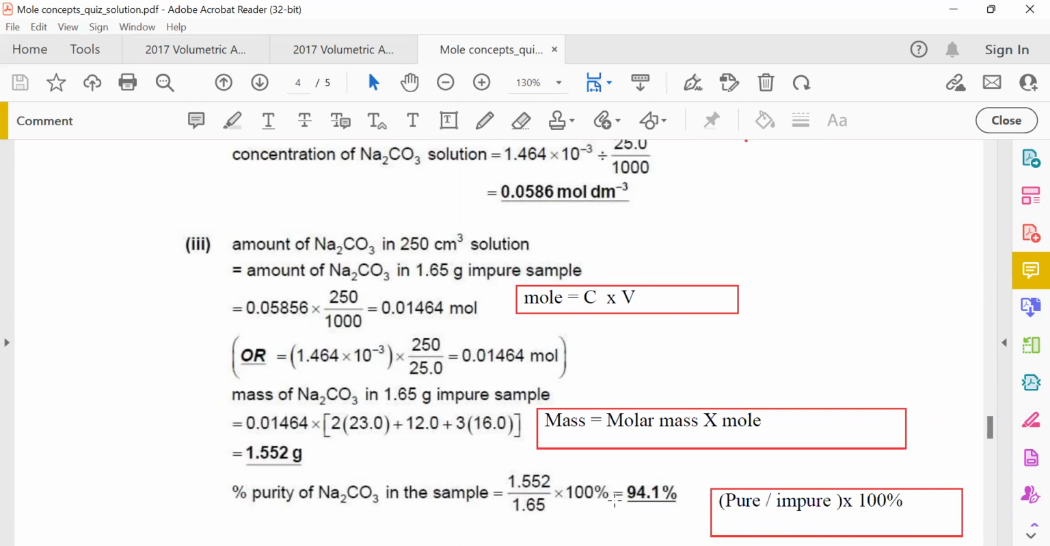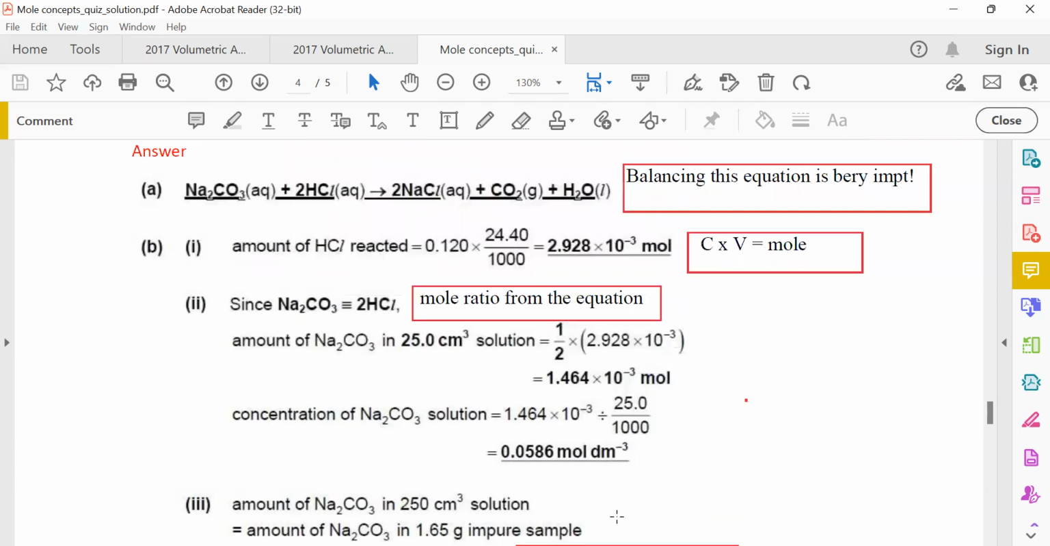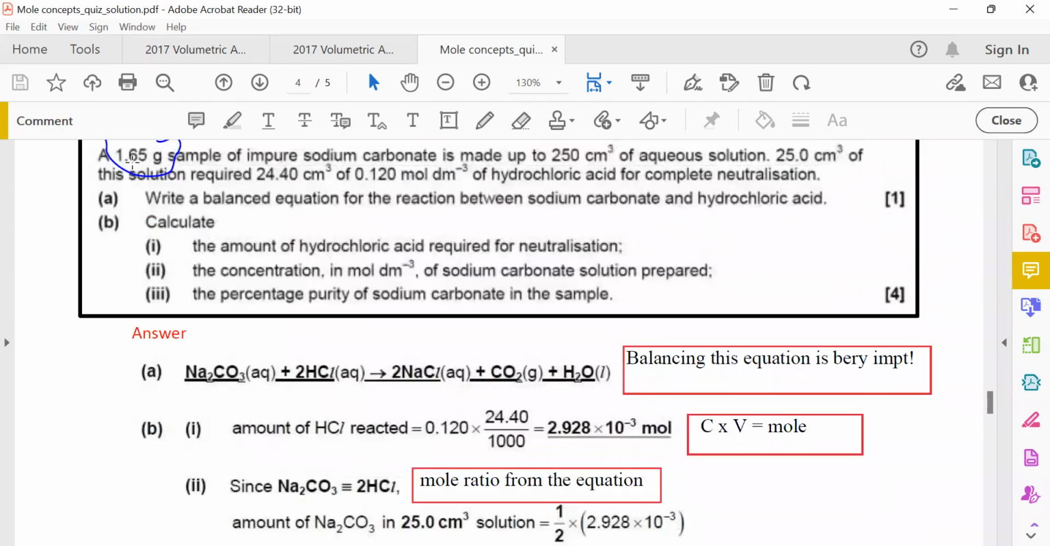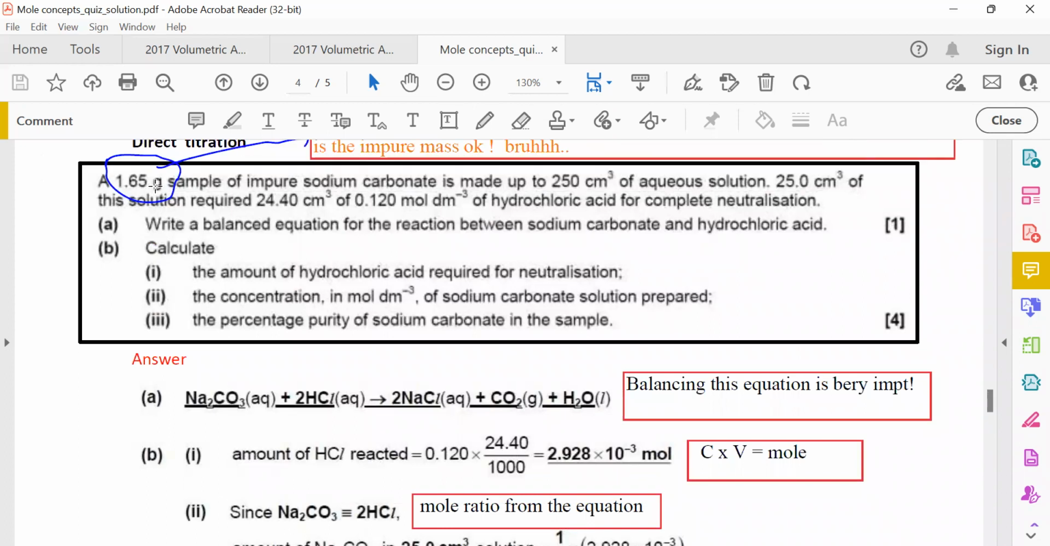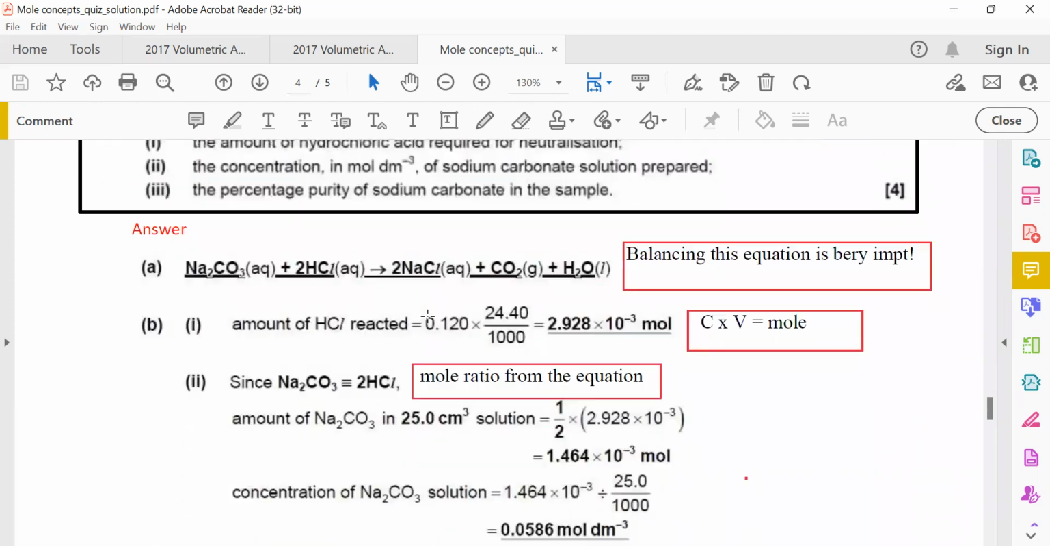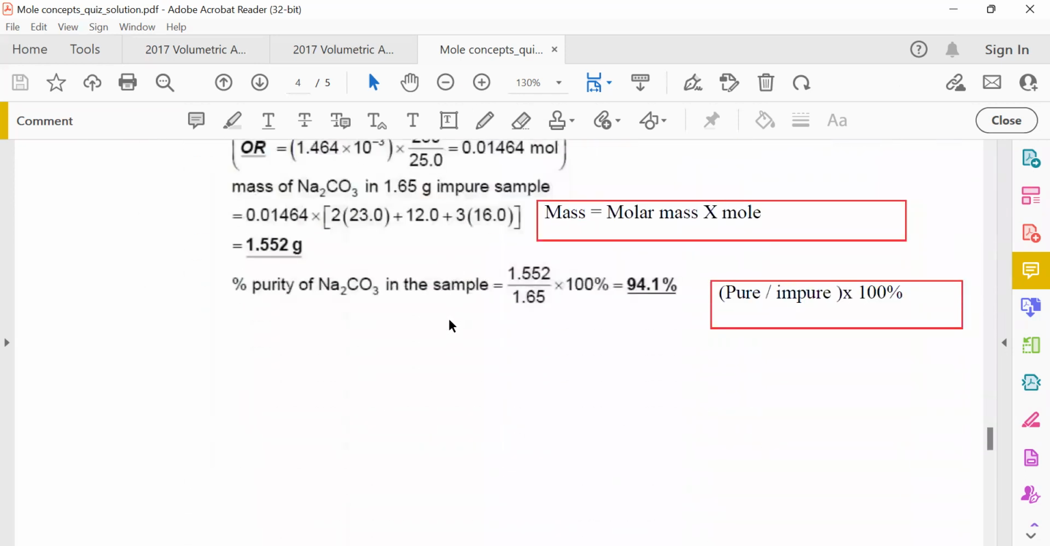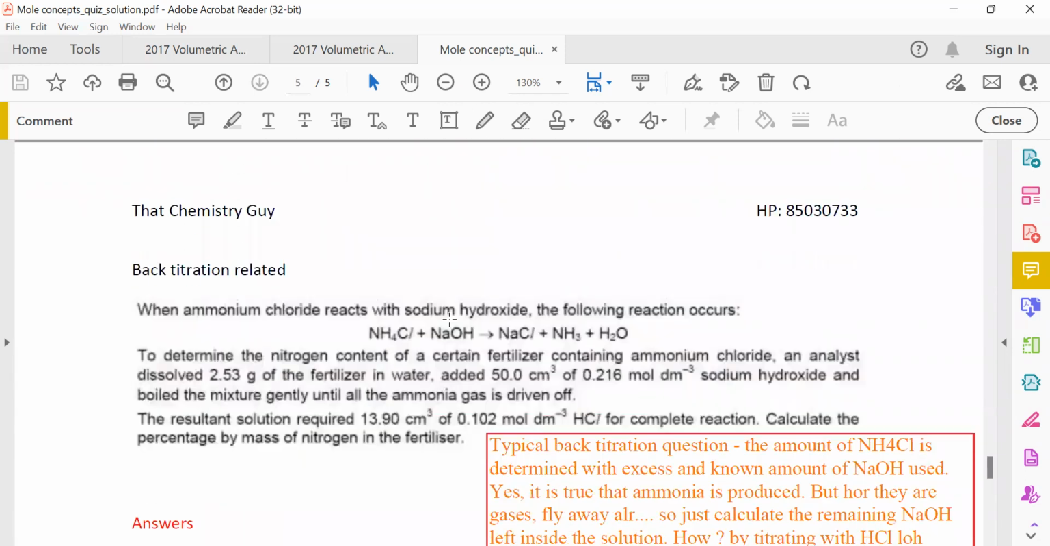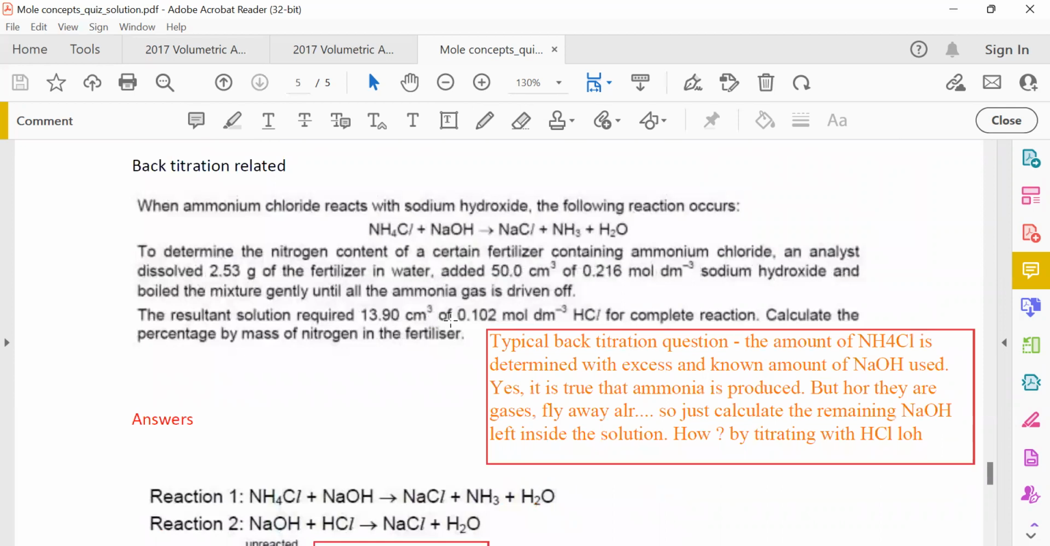So this question is important because it basically guides us how to calculate the percentage purity of sodium carbonate. Just take note that this mass that you see is not the mass of the pure sodium carbonate. It basically is the impure mass. So through this titration, right, you're able to work out the mass of pure sodium carbonate. Okay, easy.